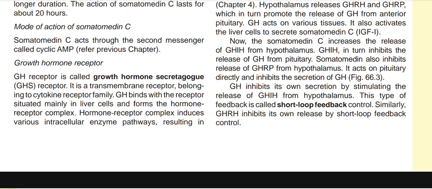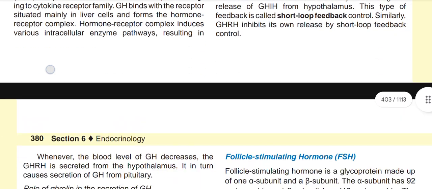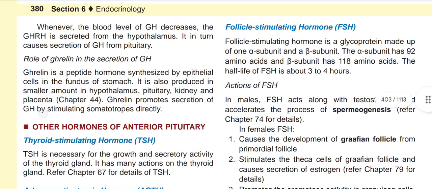Somatostatin also inhibits the release of growth hormone releasing polypeptide from the hypothalamus. It acts on the pituitary directly and inhibits the secretion of growth hormone. And growth hormone inhibits its own secretion by stimulating the release of GHIH from the hypothalamus. This type of feedback is called short loop feedback control. Similarly, GHRH inhibits its own release by short loop feedback control. Whenever the blood level of growth hormone decreases, GHRH is secreted from the hypothalamus. It in turn causes the secretion of growth hormone from the pituitary.